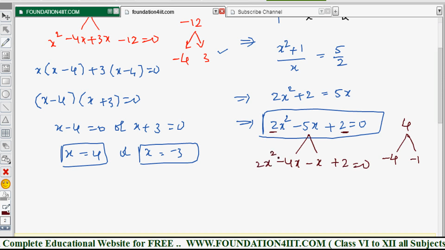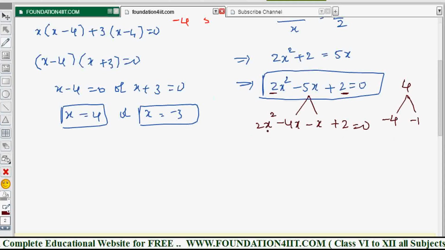This 2x square is as it is, I'm not changing. Now I'm converting into linear factors. Just take the first two terms, the maximum common factor is 2x. So one more x is left. 2x into x is 2x squared. 2x common means the other is 2, because 2x into 2 is again minus 4x.